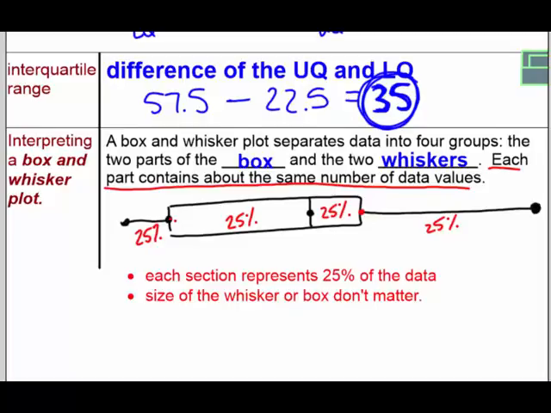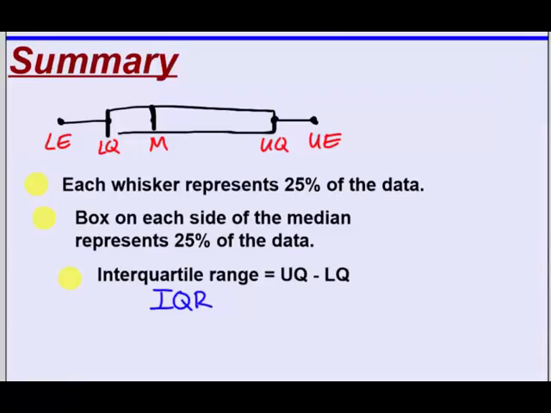Okay? All right, here is your summary. I just sketched an example of a box and whisker plot for you. Know that there are 5 data points in a box and whisker plot. You've got your LE and your LQ, lower extreme and lower quartile. Your M is your median, your UQ and your UE, upper quartile and upper extreme. And then there are 4 different parts to a box and whisker plot. Remember, each part is 25% of the data, and each whisker is 25% of the data.